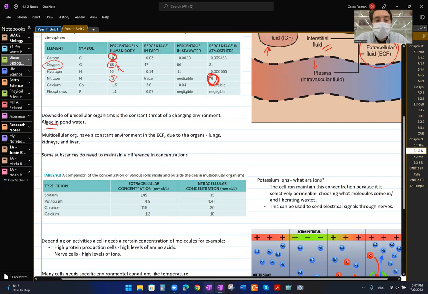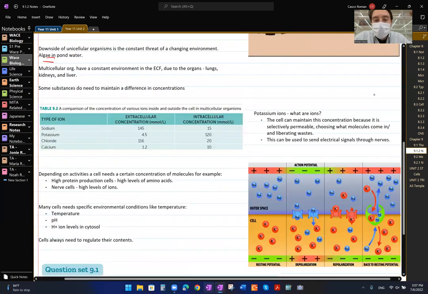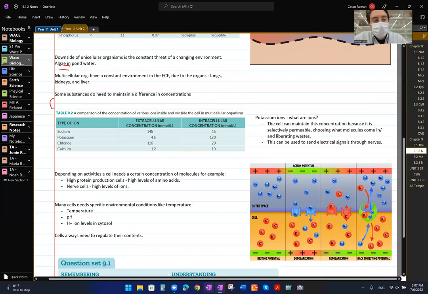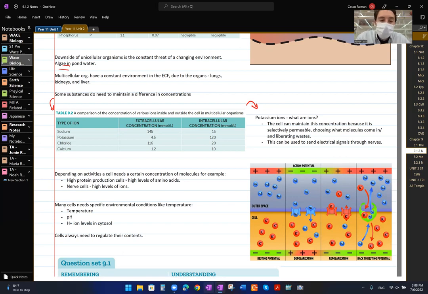Which is basically the lungs, the kidneys, the liver, that helps us regulate that stuff pretty well. Okay. If you take a look at this table here, and I'm going to designate these little arrows for you guys to get a sense of what I'm talking about. It shows the difference in concentration between extracellular and intracellular fluid, right? Sodium on the outside has a concentration of 145 millimole per liter, and the inside is 15 millimole per liter. Potassium has almost the exact opposite.